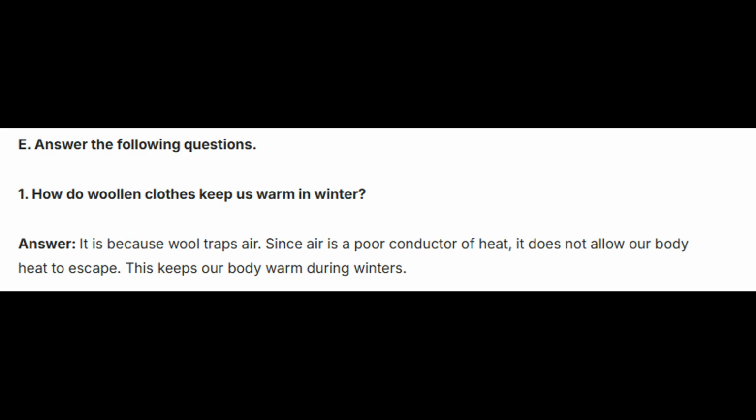E. Answer the following questions. First, how do woolen clothes keep us warm in winter? Answer, it is because wool traps air. Since air is a poor conductor of heat, it does not allow our body heat to escape. This keeps our body warm during winters.